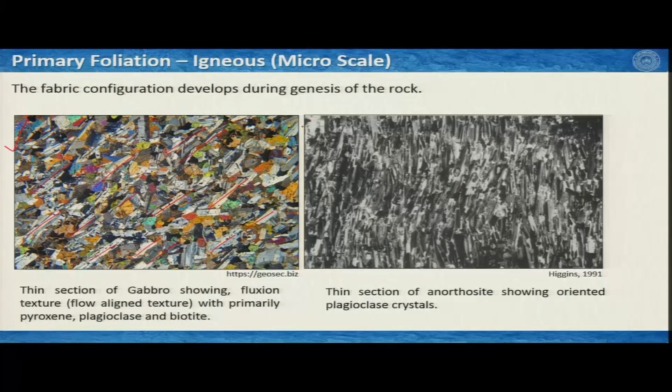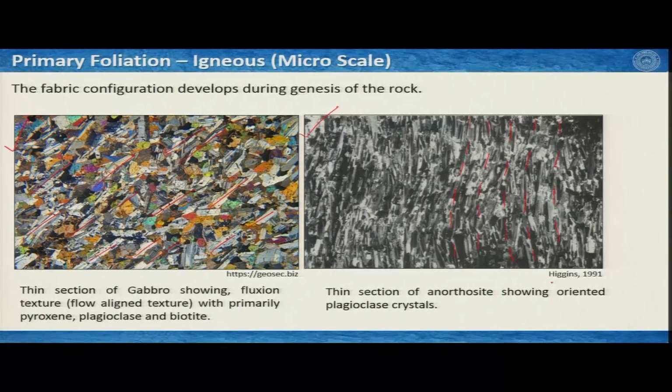The second image, this one is even more spectacular. This is a thin section of anorthosite, and it shows the oriented plagioclase crystals. As you can see, it is defining an excellent fabric or trace of the planar fabric on the section the image was taken. Now, how did they form?